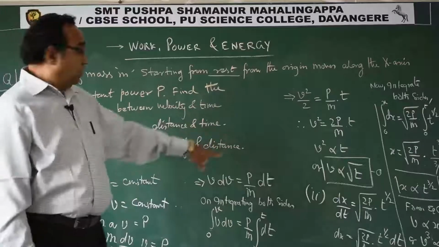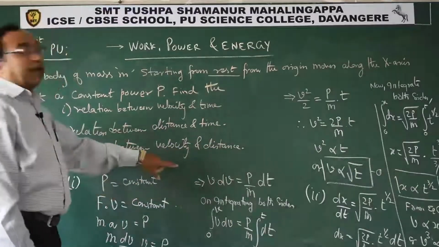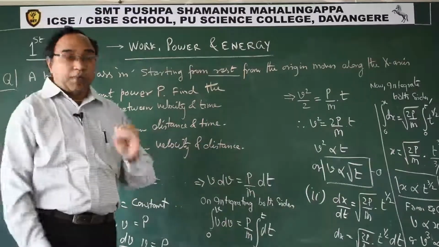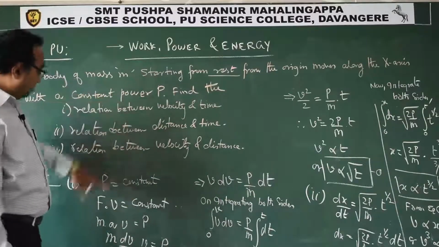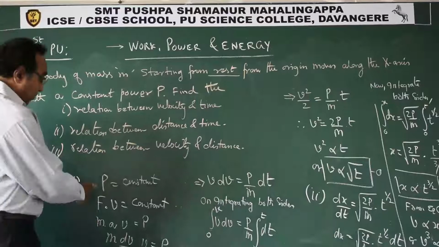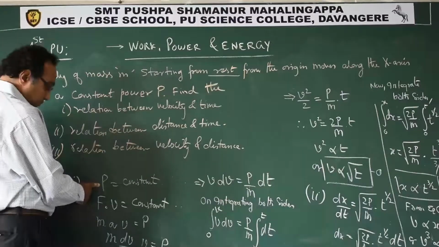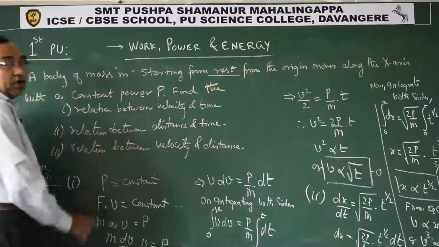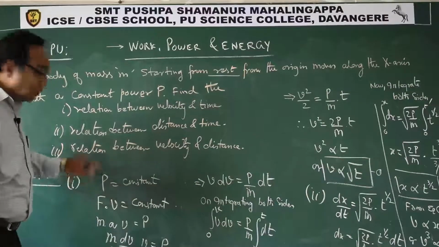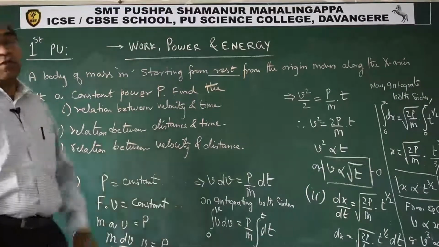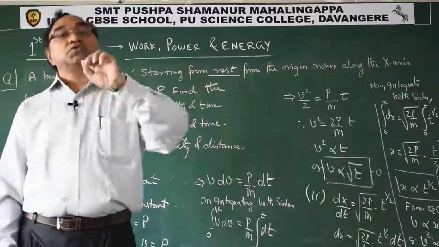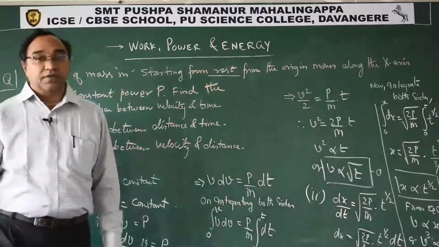See students, here we are involving calculus. So you must know how to start from the given quantity. It was given that power is a constant, and power is force into velocity. This is exactly how I started from what is given in the question. Always start from there, then you will be able to make out how to solve the numericals. It becomes very easy. Clear?